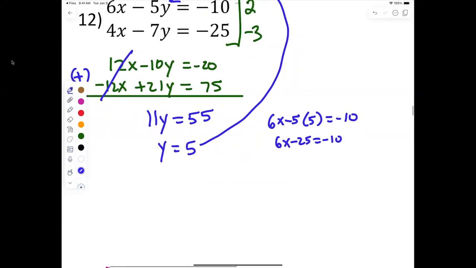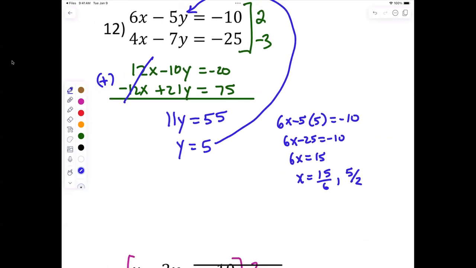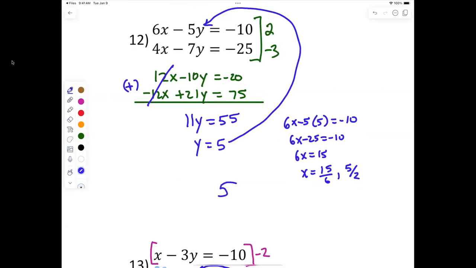Add 25. Oh, this one didn't work out evenly also, so I double checked myself. Dividing by 3, that's the same as 5/2. So I think the answer is 5/2, comma 5. Now, please go to your apps and verify, please. Go to your apps and verify that I'm correct.